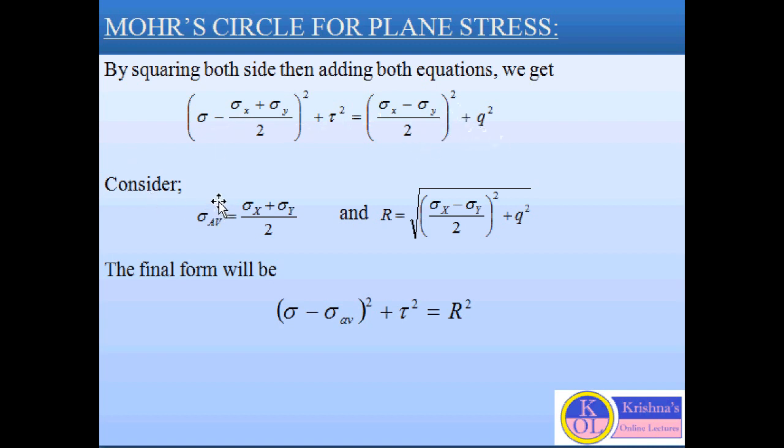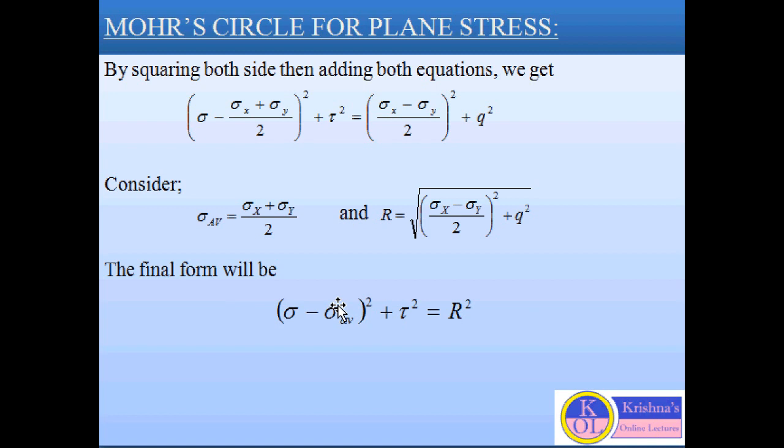Here we introduce some new parameters. If we consider the value of (sigma x plus sigma y) by 2 as sigma average, and the value of r as under root of ((sigma x minus sigma y) by 2) whole square plus q square, we will get the final form of the equation, that is (sigma minus sigma average) square plus tau square equal to r square. This is the final equation.